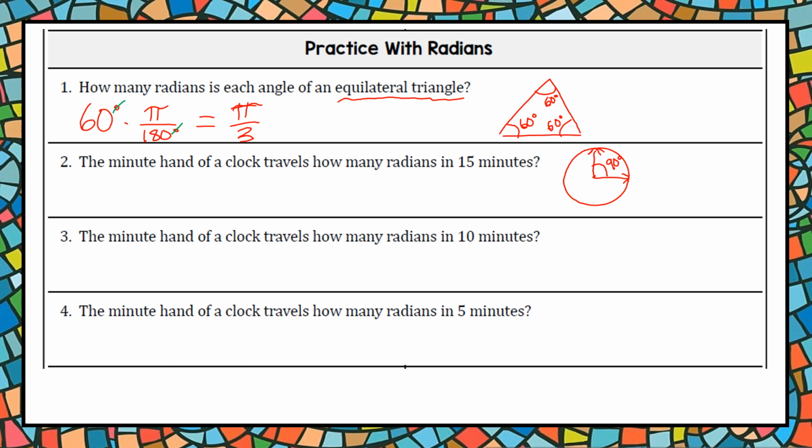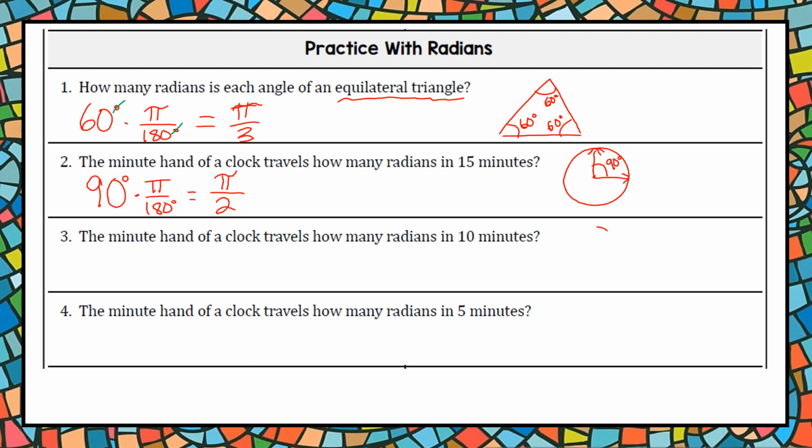And so if we want to write that in radians, we're going to take that 90 degrees for that angle and multiply it by pi over 180. When we do that, we end up getting 1/2 pi, or in other words, pi over 2. Next question here: the minute hand of a clock travels how many radians in 10 minutes?